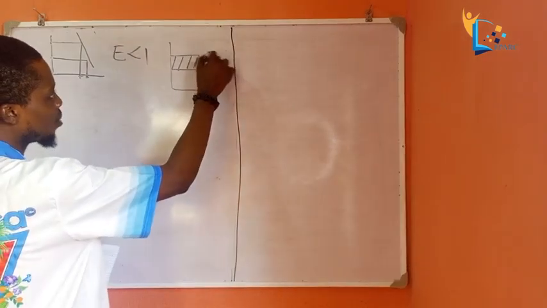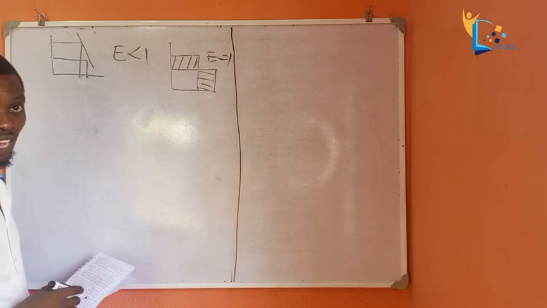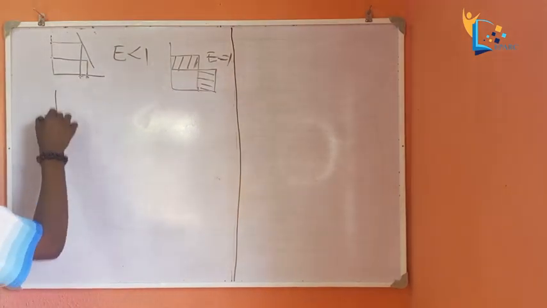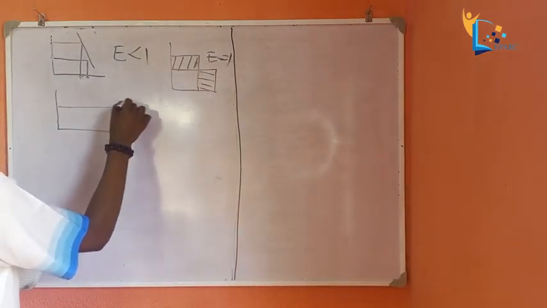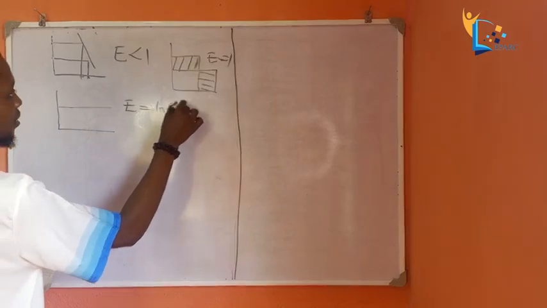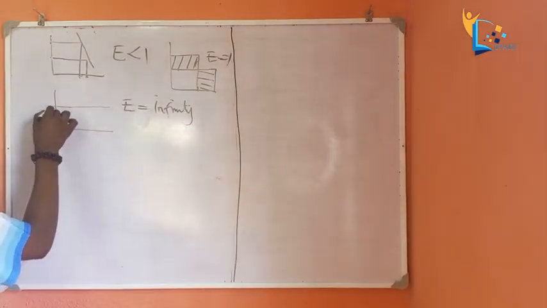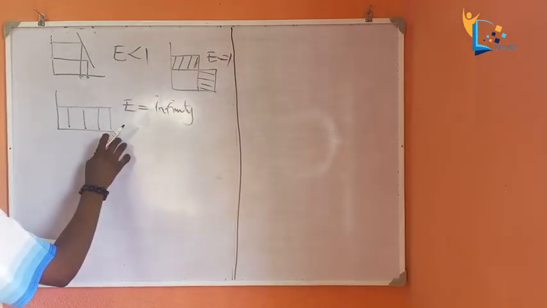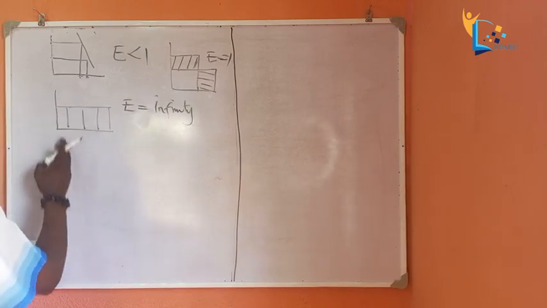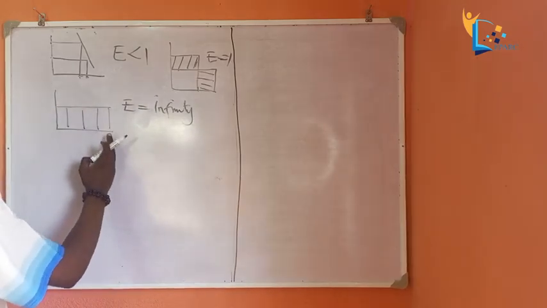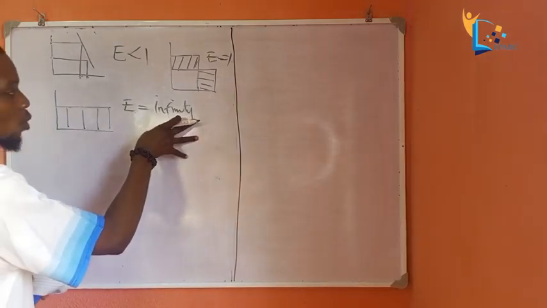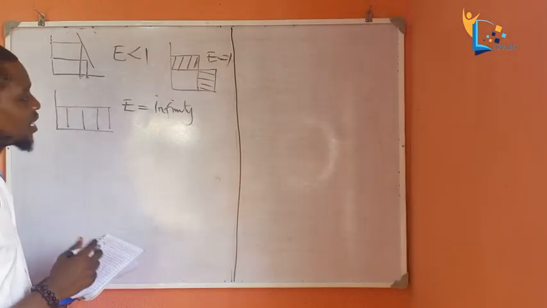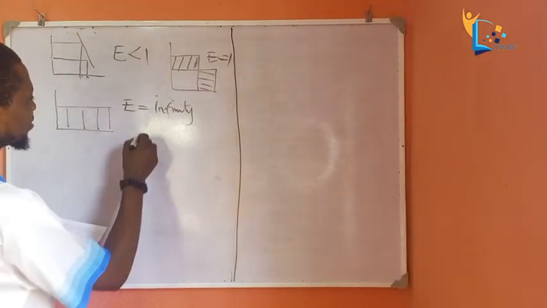So elasticity here is equal to 1. Are we together? Now, for perfectly elastic, elasticity is infinity. Here, same price, but different quantity demanded. So elasticity is equal to infinity. While the last one, perfectly inelastic, or you call it zero elasticity.